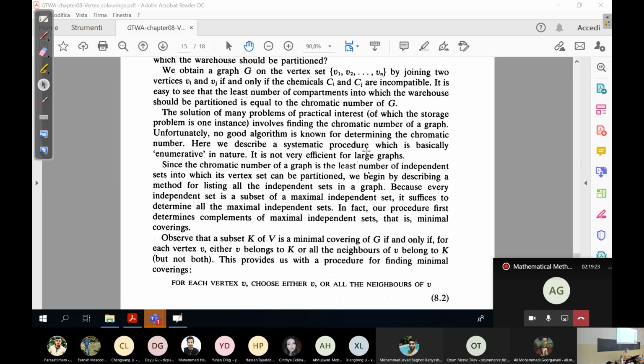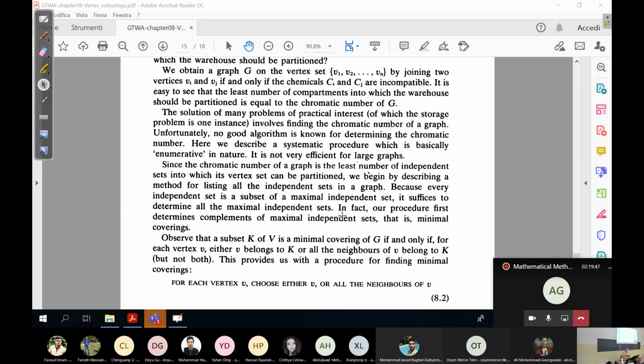Here is, well, this is again a problem which is hard in terms of computational complexity. But there is here a procedure which is good, but not very efficient for large graphs, as they say. Okay, let's see how it works. The chromatic number of a graph is the least number of independent sets into which its vertex set can be partitioned.